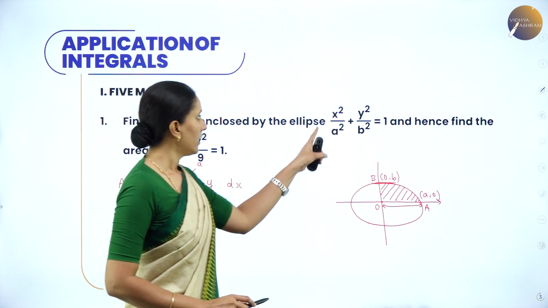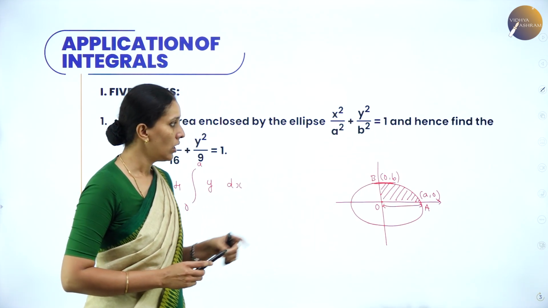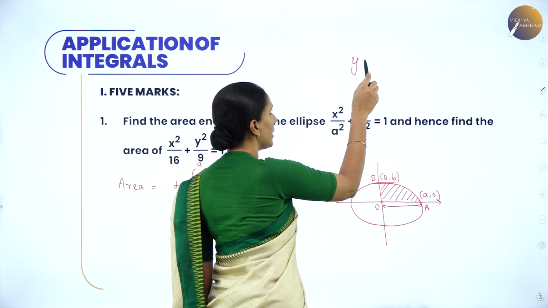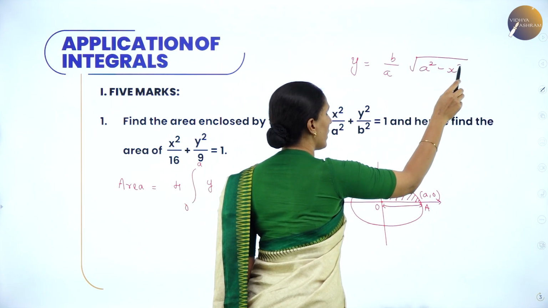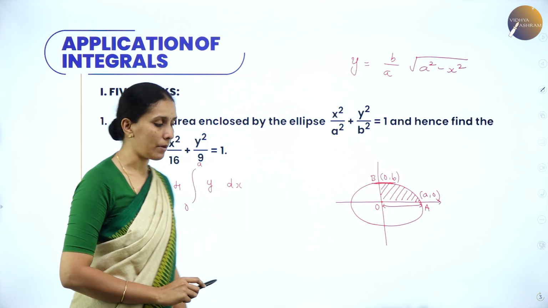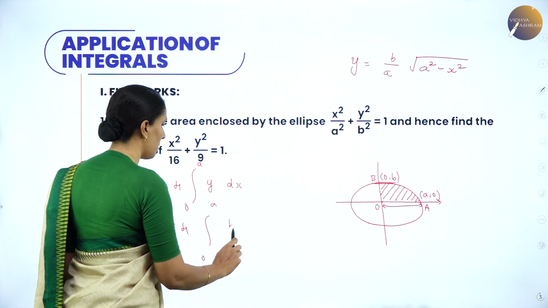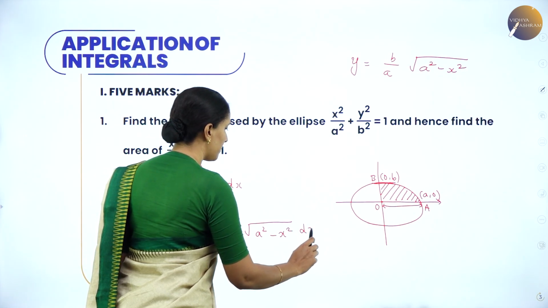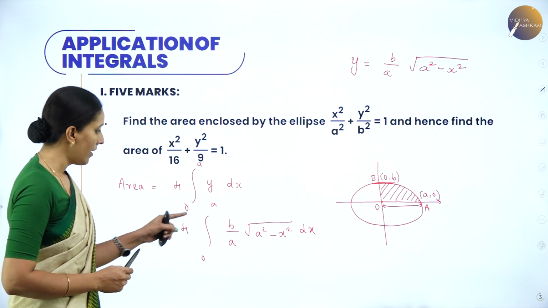Now clearly this is given in the form of x square by a square plus y square by b square is equal to 1. So we need the value of y here. If we solve this equation, we will get y is equal to b by a root of a square minus x square. Since we are calculating the area, we will only take the positive quantity of y. So therefore, if we substitute here, this is 4, 0 to a, b by a square root of a square minus x square dx.